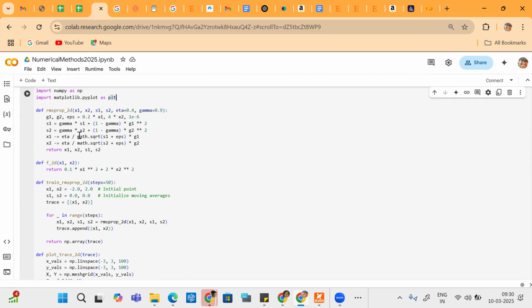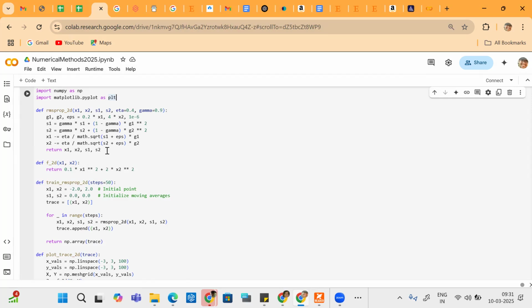And after that, you can see the root mean square propagation algorithm we are applying. X1 equals X1 minus eta, the learning rate, divided by the square root of S1 plus epsilon, times G1. I think I made one mistake there in the slide. I'll come to that. You remind me about the square root when I come back to the slide. Then just return x1, x2, s1, s2.